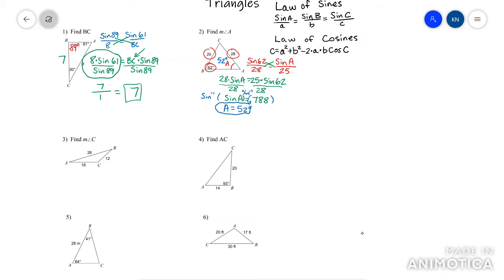Now, I want to find out which angle they want. They want angle C right here. So I'm going to be using its opposite, 28, in place of the C in my equation. So it's going to look like this: 28 equals a squared plus b squared, those are the side lengths, so like 18 squared plus 12 squared. Then it's minus 2 times those side lengths, and then times the cosine of angle C, which is the one we're looking for.